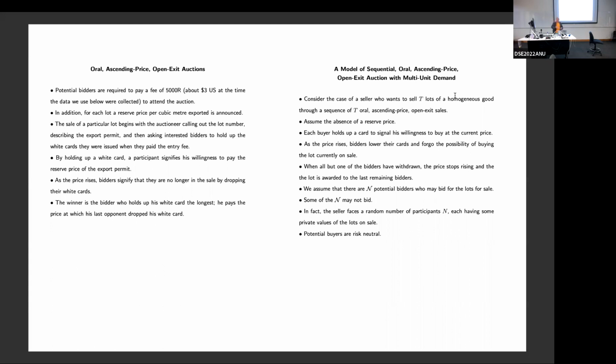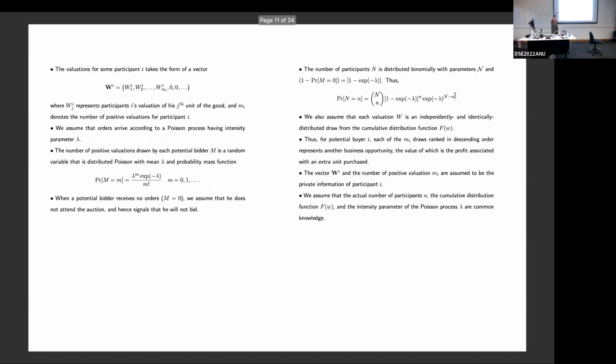You fix N, and then you fix the reserve price, and then you get a number of people showing up, and then each person shows up, has so many bids according to a Poisson model, and now you have a model of demand. And they're risk neutral. So what happens is you get a draw from this Poisson, an M, and that populates a vector. For the ith bidder, it's W1, W2 to W_Mi, and then there's a bunch of zeros.